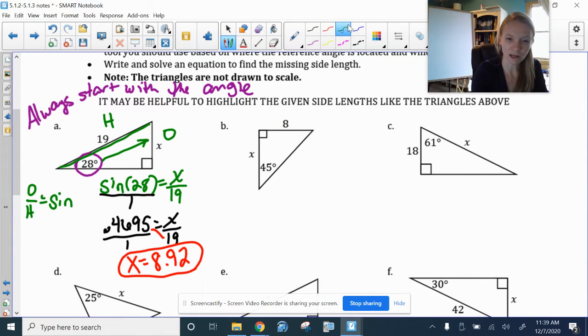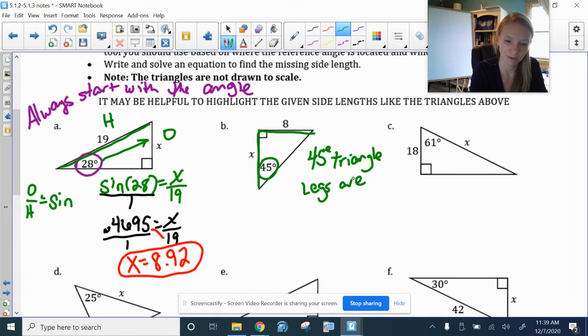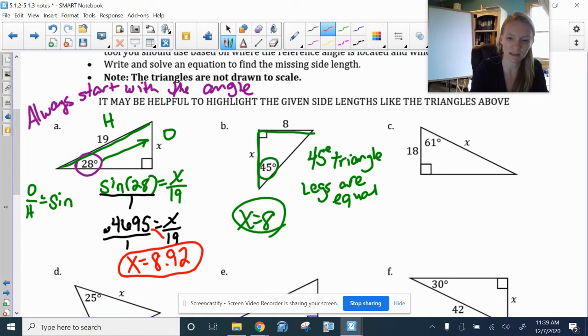Okay, on the second triangle, we can see here we have two sides. We have our opposite and adjacent. However, I know that this angle is my 45-degree angle. And since it's a 45-degree triangle, I know that the legs are equal. We worked with that a lot last chapter. So that means that x has to just be 8. So that one's a real quick, easy one.